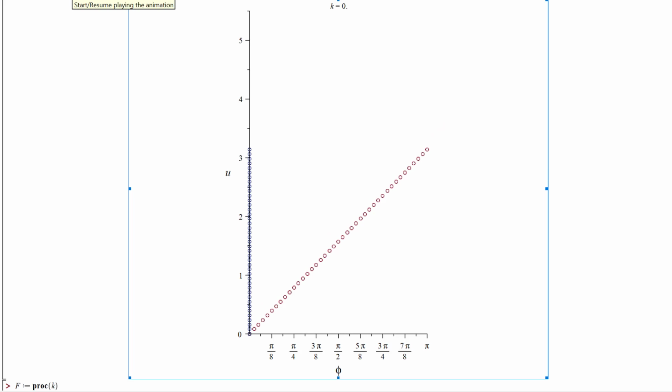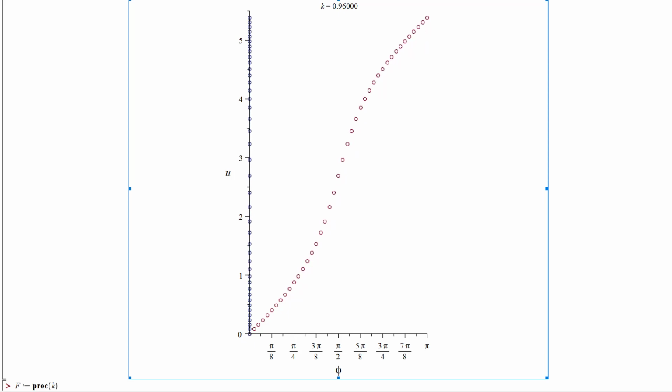So let's look at the stretching of u for different values of k. It's hard to see much happening for the small values of k, but then it starts to happen quickly. And again, there's the most stretching at phi equals pi over 2. That's where u is stretched the most. And again, I only went to 0.96. So u is stretched, with almost no stretching at 0 and pi.